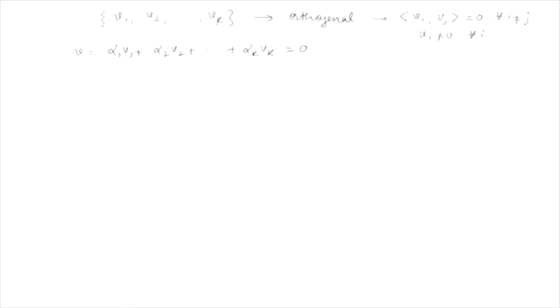Now, you take the inner product of this vector V with any vi: the inner product of alpha 1 V1 plus alpha 2 V2 and so on up to alpha k Vk with any vi, and here also 0 with vi, for any i from 1 to k. This i may be 1, this i may be 2, or this i may be k. Now this is of course 0, since the inner product of 0 with any vector is always 0.